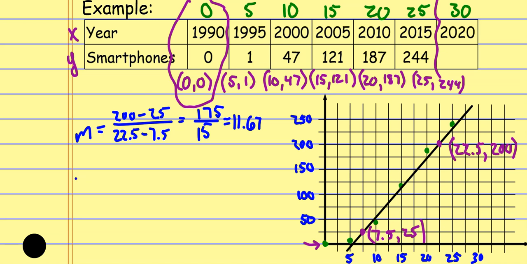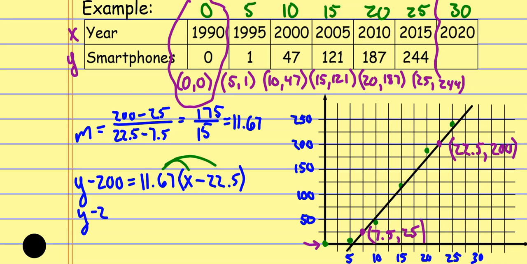So now I can write the equation. It's y minus 200, I just chose the second point, equals 11.67 times x minus 22.5. And now once again, I want to rewrite this in slope-intercept form instead. So I'm going to distribute. And yeah, I'm going to need my calculator's help to do this, and that's okay.